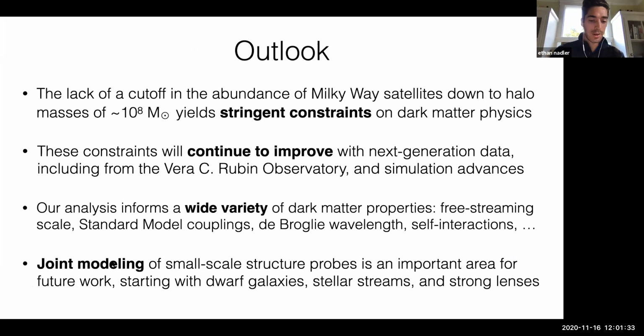And I think joint modeling of different small scale structure probes is a really important way to think in the future. We're doing this dwarf galaxy and strong lensing analysis, and another thing that I'm very interested in is combining the dwarf galaxy modeling with stellar stream perturbations to further break degeneracies. So I'll stop there. I'm happy to take questions.